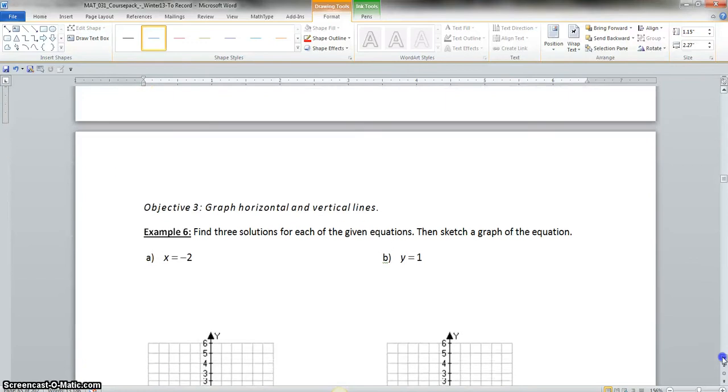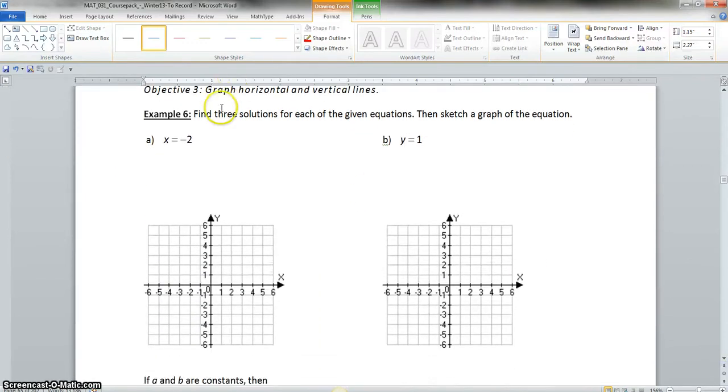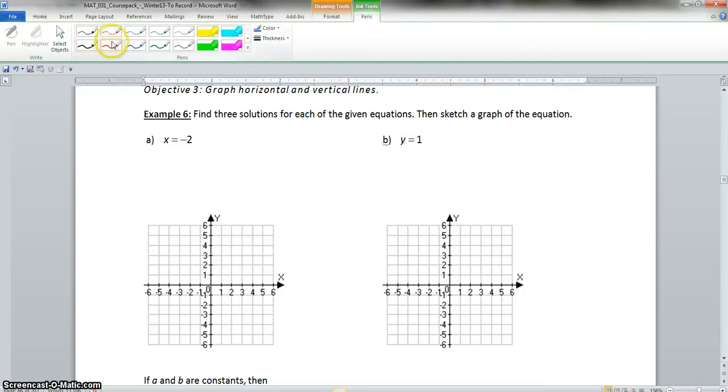Now we come down here to example 6. It says find 3 solutions for each of the given equations, then sketch a graph of the equation. Now listen, whenever you have x and no y in the equation, this means that no matter what y is equal to, x will always be negative 2. So we could do it like this. Oh, actually, no. x will always be negative 2, not y. So let's do that again.